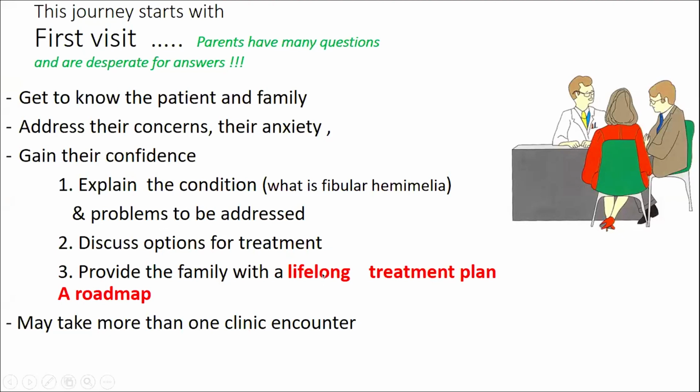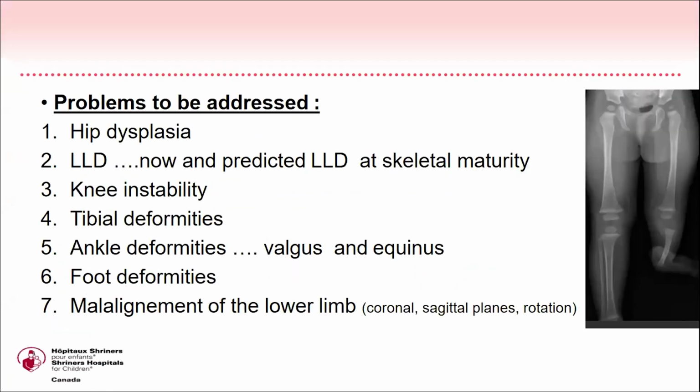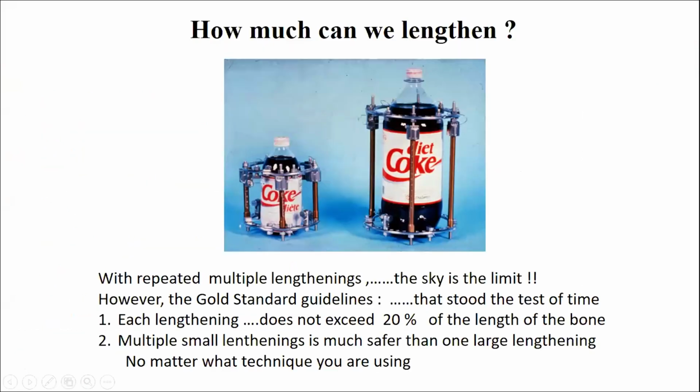You will see this sentence is repeated several times because I think if there is one message for all these things, we have to give them a detailed plan of what is going to happen. So before deciding on the treatment, we have to explain to them all the problems. Here, for example, in this fibular hemimelia, we go from the hip dysplasia, the LLD, how much it will be at skeletal maturity, the knee instability, ankle deformities, foot, and the malalignment. So all these have to be addressed.